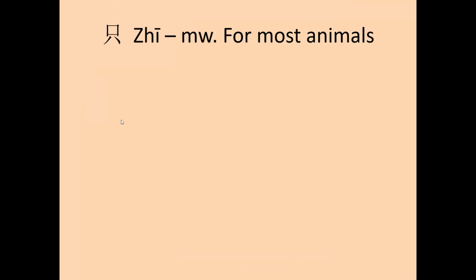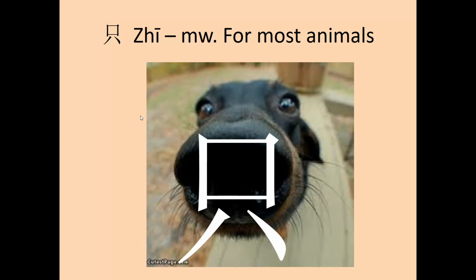The next radical is zhi, the measure word for most animals. I think it looks like a dog nose with whiskers. Zhi.